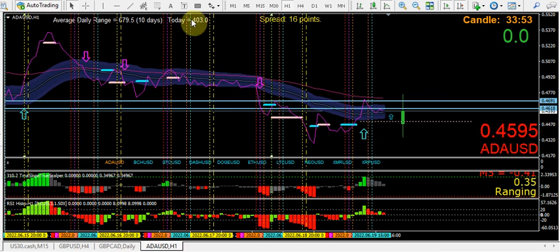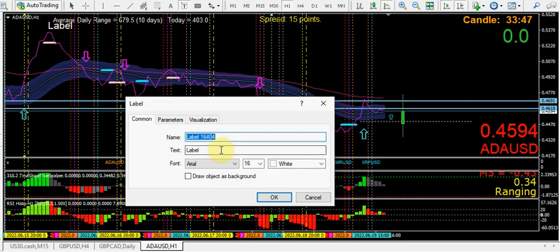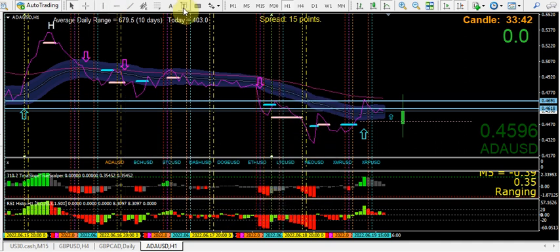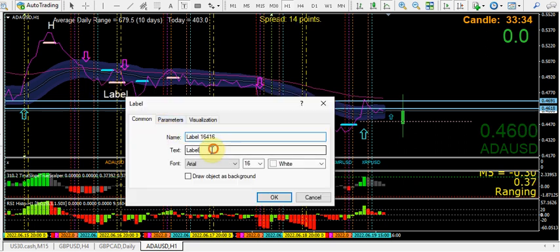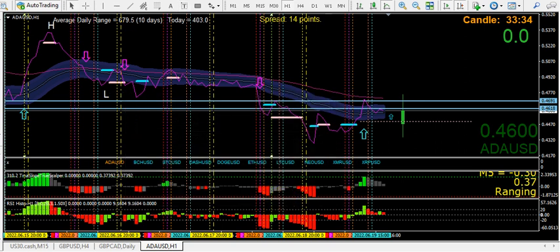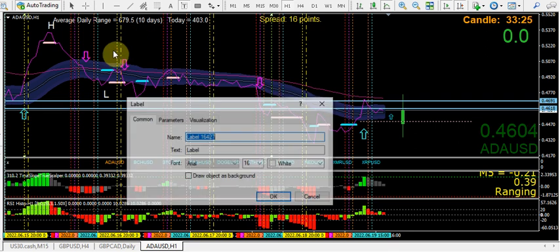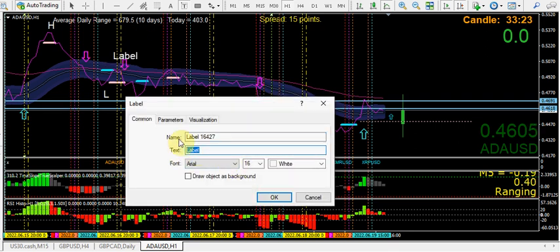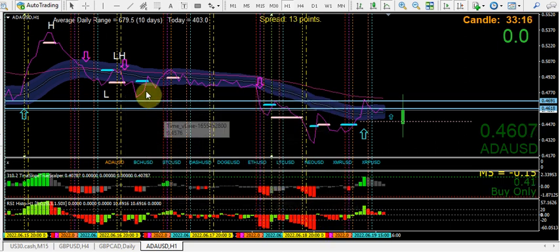Actually, while we're here, we'll do the high-low. Stick them on there, just for a bit of fun. That's the high. There's a low. Here's a lower high. That's the lower low.